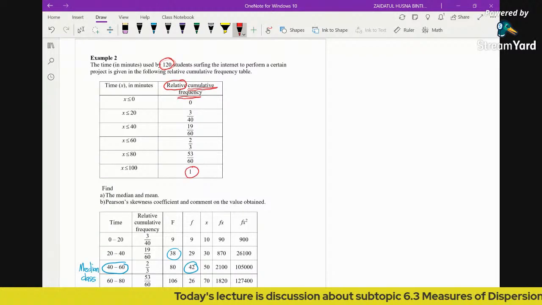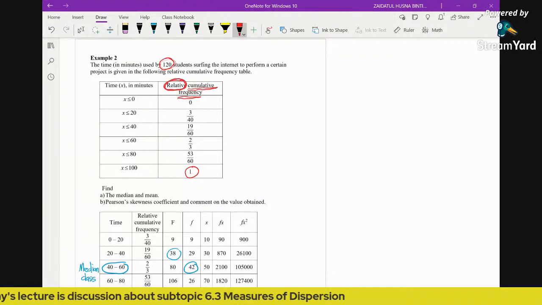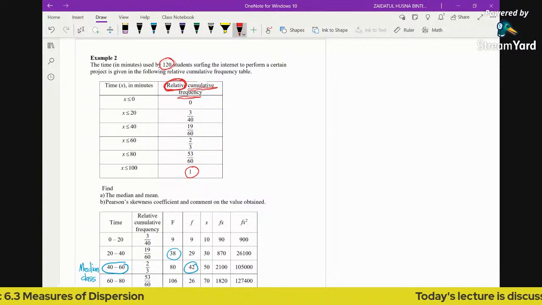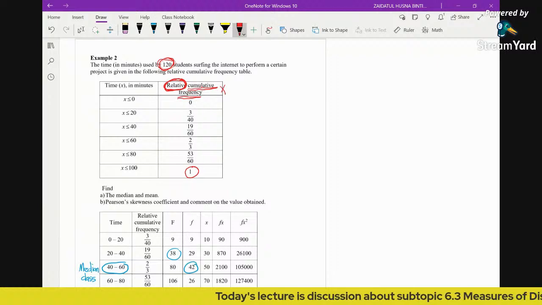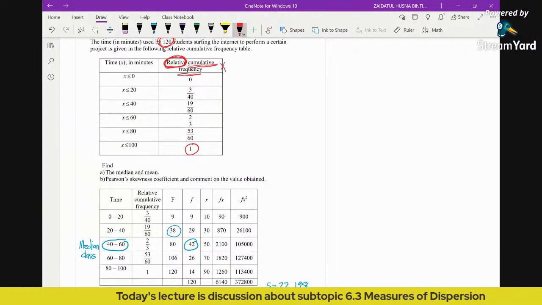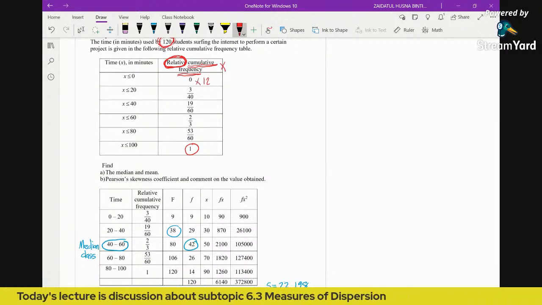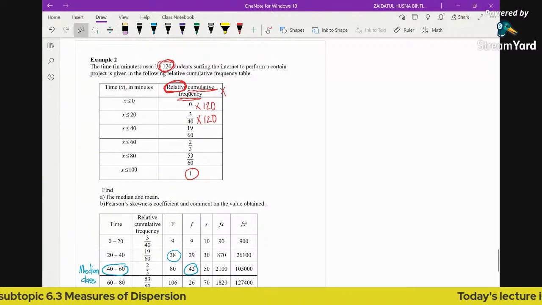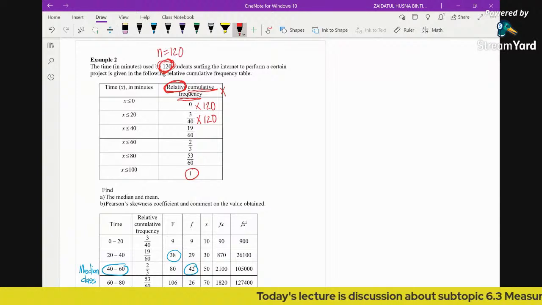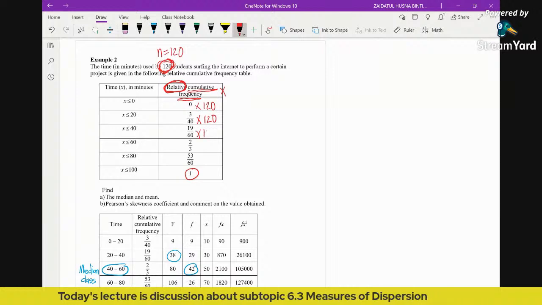Okay, why does this happen? Because of the word relative. Relative means this relative cumulative frequency is relative to the cumulative frequency. So now how can we obtain the cumulative frequency? For each and every value here, you just multiply by 120. Why 120? Because of the n. So this is basically the n, so it depends on the value of n that we are provided with. If you are given n is 120, we just multiply by 120.